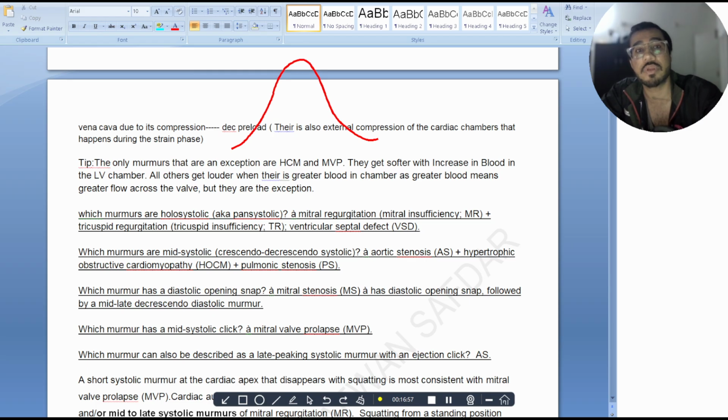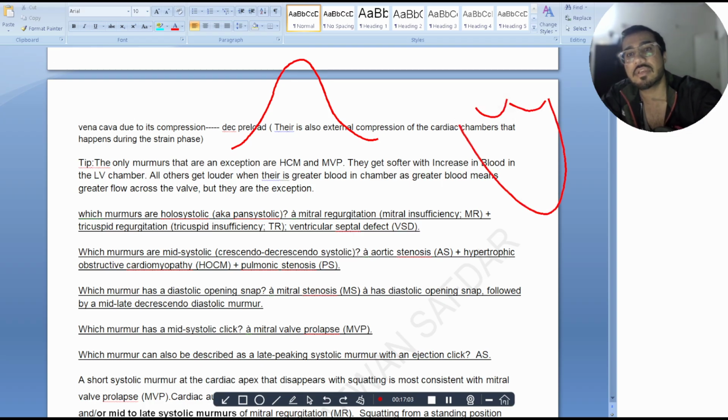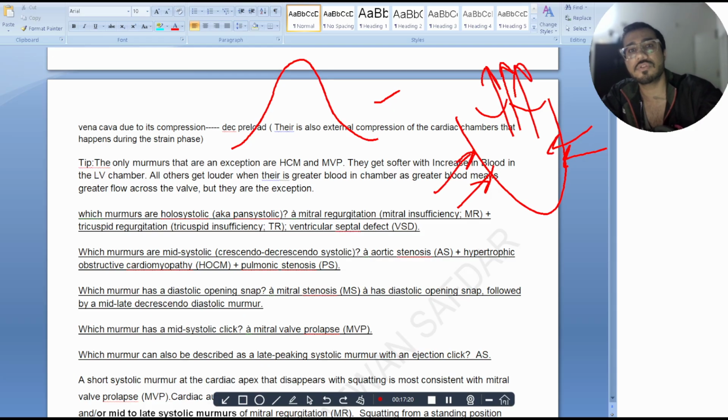Why does this happen? This happens because this is the stenosed valve and this is the ventricle. So during the start of the contraction, less blood is flowing through the stenosed valve. So the sound is like this. As the ventricle contracts more and more, blood starts flowing. So the sound goes from less, to more, until it peaks.